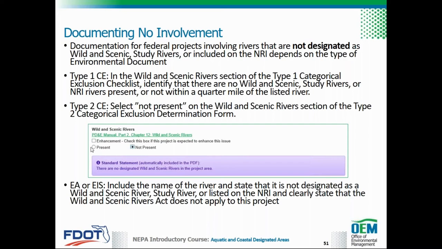For a Type 1 CE, in the Wild and Scenic Rivers section on the Type 1 form, identify that there are no wild and scenic rivers, study rivers, or NRI rivers present, or not within a quarter mile of the listed river. For a Type 2 CE, select Not Present on the Wild and Scenic Rivers section of the Type 2 form. For an EA or EIS, include the name of the river and state that it is not designated as a Wild and Scenic River, Study River, or listed on the NRI, and clearly state that the Wild and Scenic Rivers Act does not apply to this project.